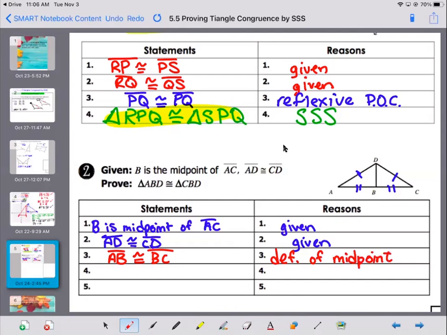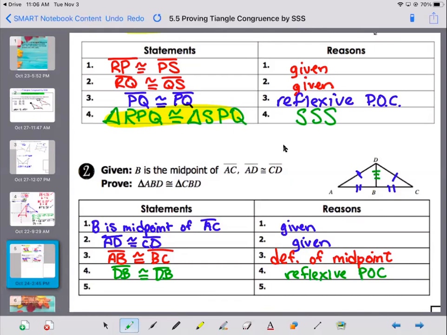Okay, so now we have 2 sides on one triangle and 2 sides on another triangle. We need 3, right? Well, we're going to use that same thing we just learned a second ago. They are sharing a side. They're sharing segment DB. So segment DB is congruent to itself, right? And of course, that's our reflexive property of congruence.